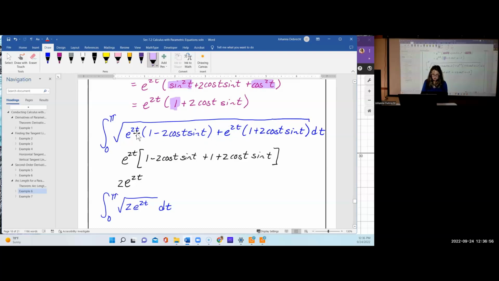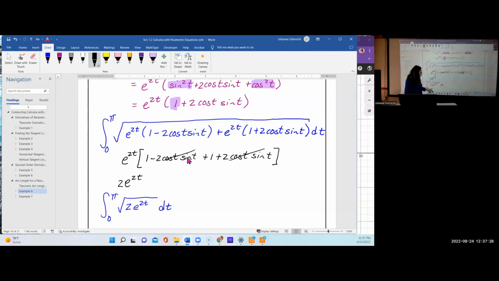Notice that the e to the 2t is a common factor. So I can factor that common factor out. And that gives me 1 minus 2 cosine t sine t plus 1 plus 2 cosine t sine t. And that means that these 2 cosine t sine t's will cancel. And that leaves me with 1 plus 1 just gives me 2. So I have 2e to the 2t. So the integrand you should have gotten was the square root of 2 e to the 2t dt.